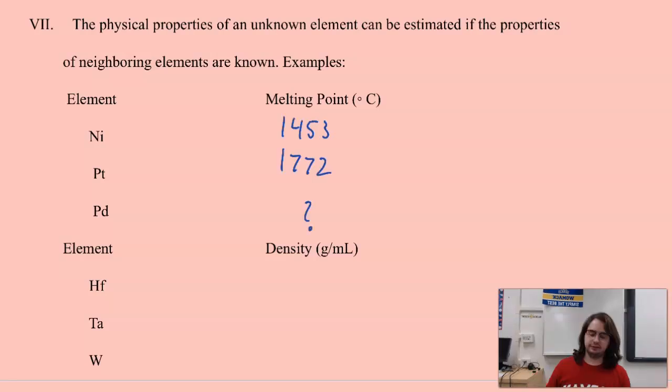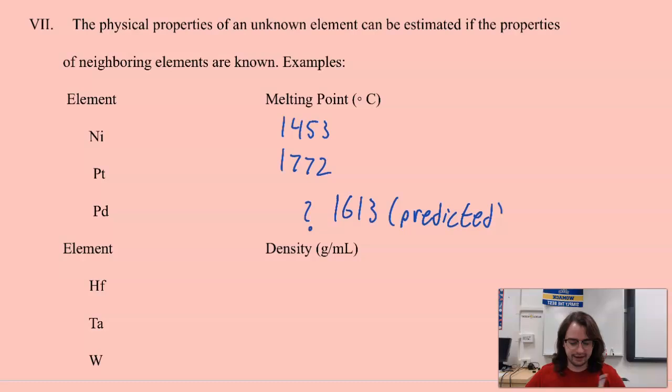Now here comes the numbers. Let's find nickel, platinum, and palladium on our periodic table. If you look on your periodic table, they're all in the same row, right? Nickel and platinum are above and below palladium. So we could probably take the average of those two numbers and then use that average as kind of an estimated or predicted value. I want you to give it a shot. Take the average of those two and see what you get.